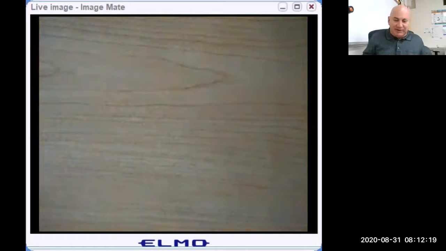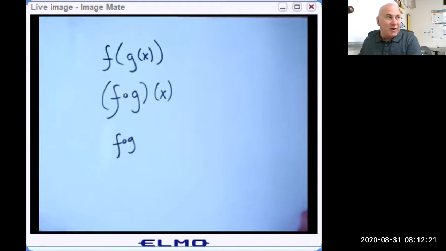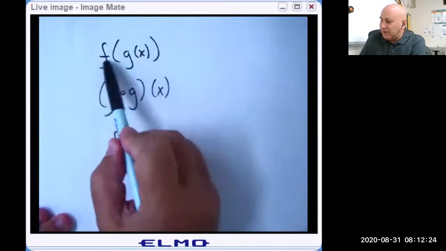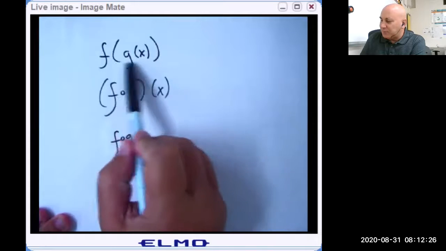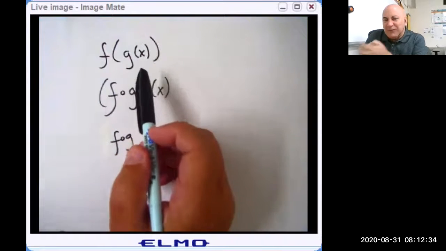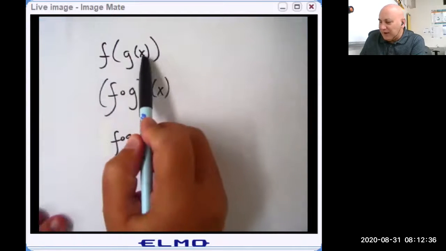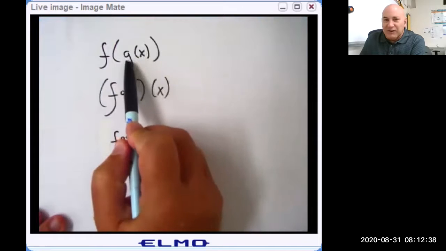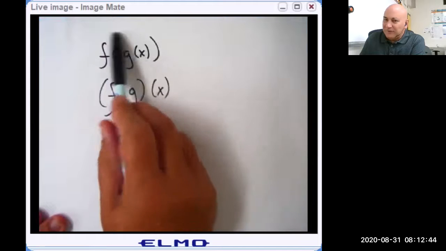There are three ways that we can write this. I prefer f of g of x. I prefer it with the parentheses. It makes it easier for me to see what is inside the parentheses. And you'll notice that we kind of work our way from inside out. You started with x, then you do g of x, and that becomes your output of function g, and then this becomes your input for f.